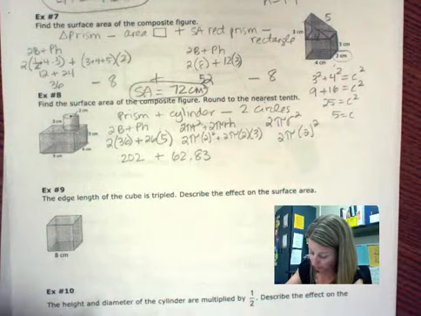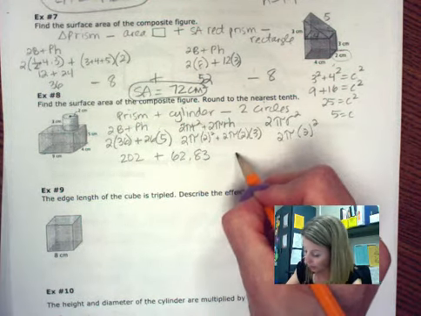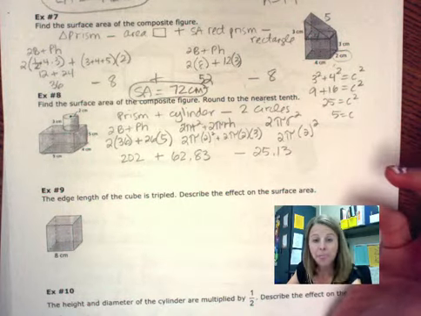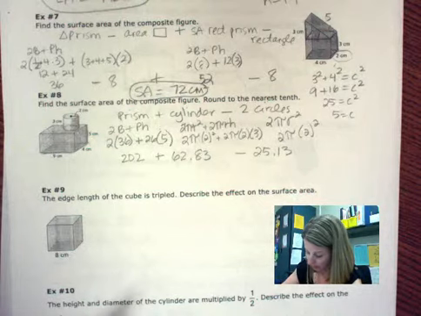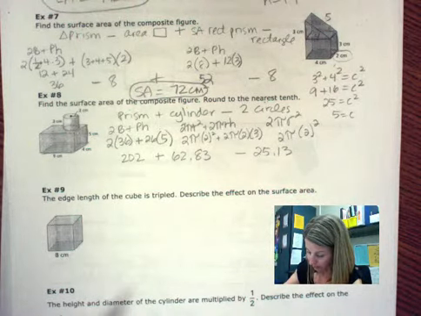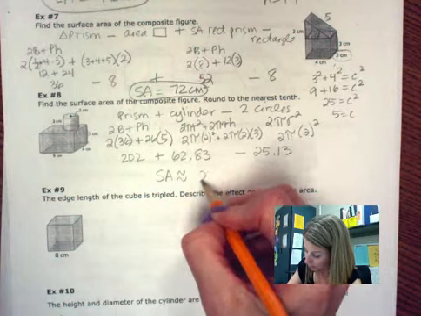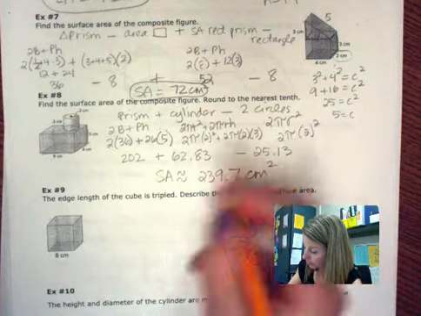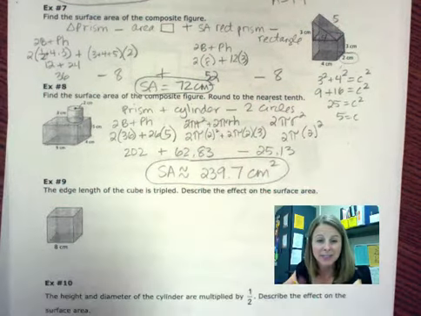So 2 times pi times 4, basically. So I need to take away about 25.13. So I'm going to do 202 plus 62.83 minus 25.13. So I get a surface area of approximately 239.7 centimeters squared. Now, if you didn't multiply pi until the very end, we might have a slightly different answer.